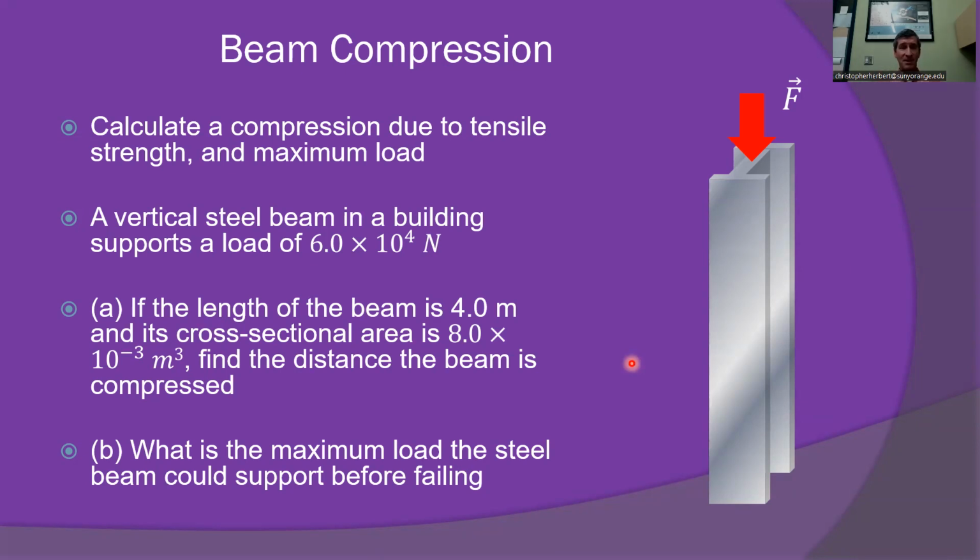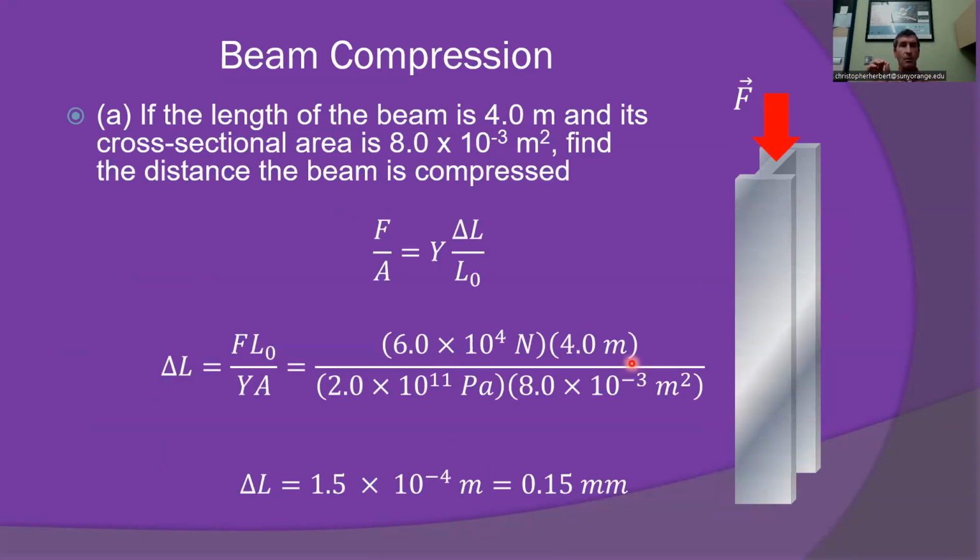We want to find the distance that the beam is compressed. What is the maximum load the steel beam could support before failing? So if the length of the beam is 4 meters, and let's say its cross-sectional area is 8 times 10 to the negative 3 meters squared, find the distance that the beam is compressed. So again, we take stress is equal to Young's modulus times strain.